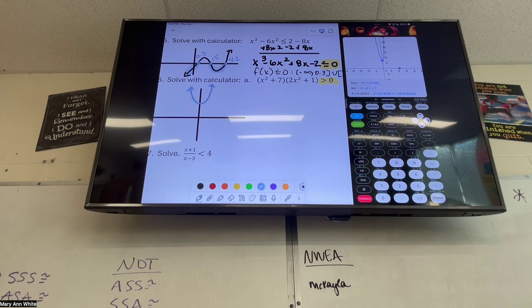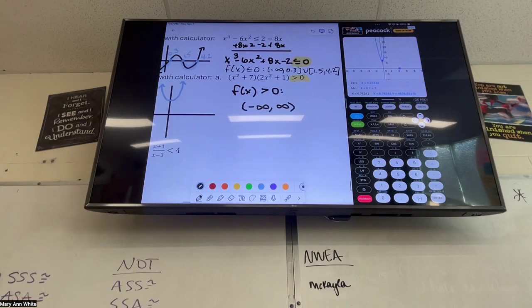You guys getting the same graph I'm getting? What will that make my interval, that's my function, greater than zero? What will that make that interval? All reals. Bam. What will my interval then of everything less than or equal to zero be? No solution.